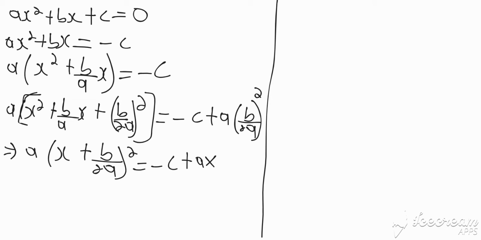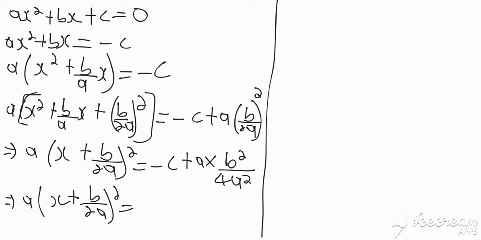Now by laws of indices, if we square a fraction, we square both the numerator and the denominator. So I'm going to have b squared over 4a squared. Now by laws of indices, I can also break down that a multiplied by this fraction here. So I'm going to have a into x plus b over 2a all squared equal minus c plus b squared over 4a. To make this simpler, I'm going to turn the right hand side into a single fraction.